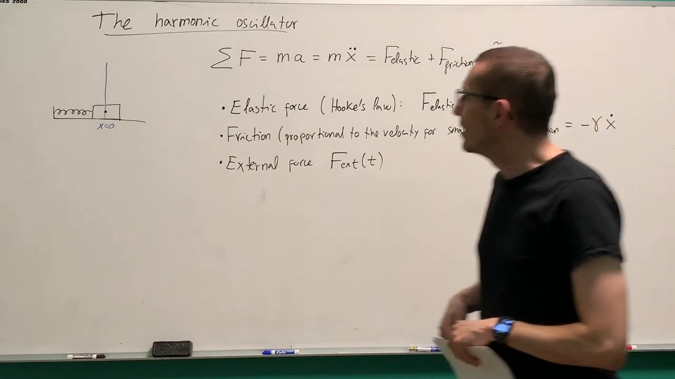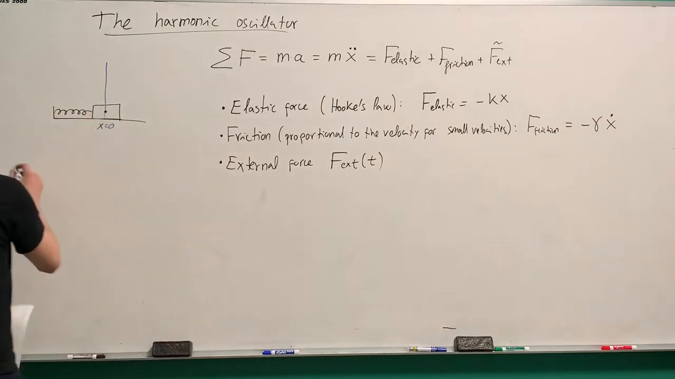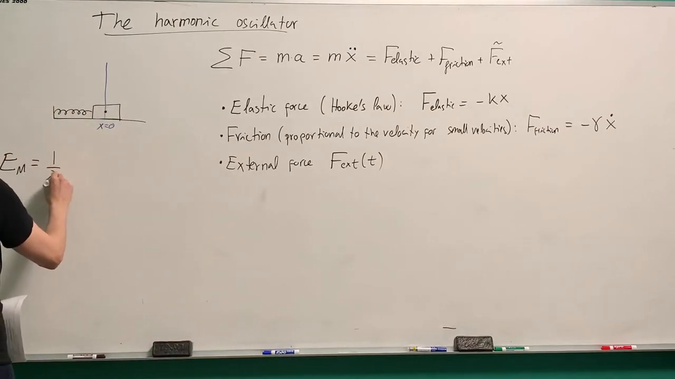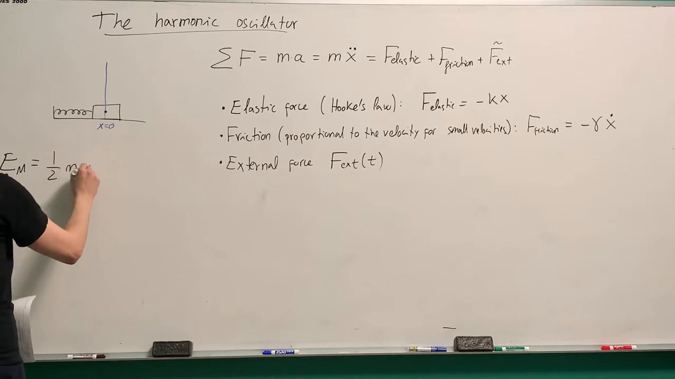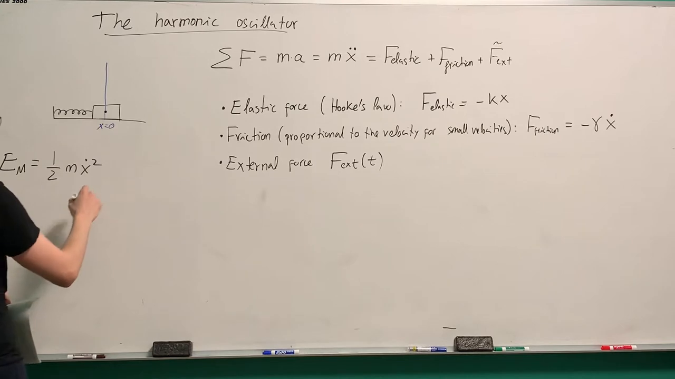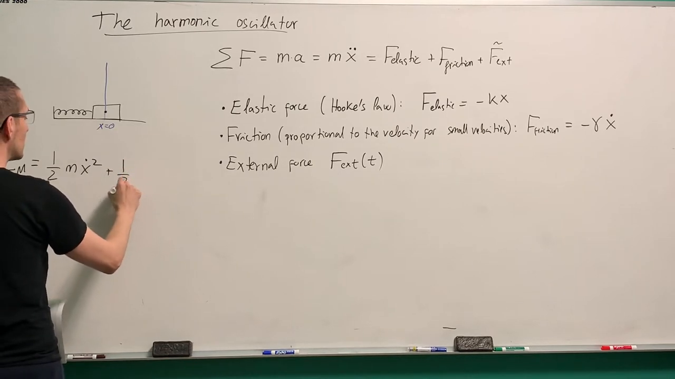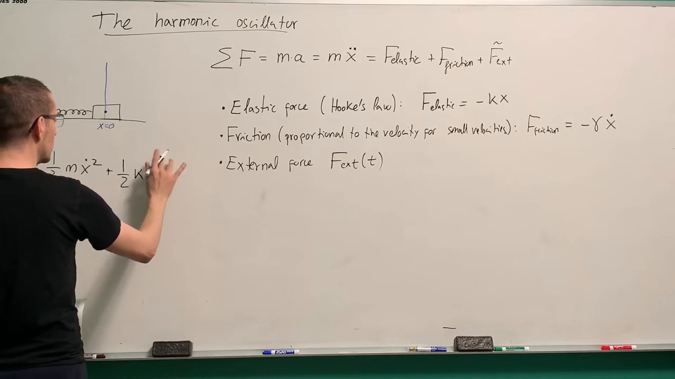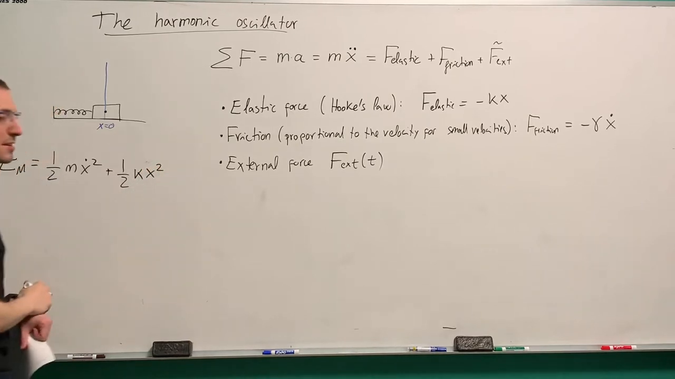So you see, probably in high school, they told you that you can think of the mechanical energy of the mass as being equal to 1/2 m x dot squared, kinetic energy, 1/2 mass velocity squared, plus the elastic energy of the spring, which is 1/2 kx squared.